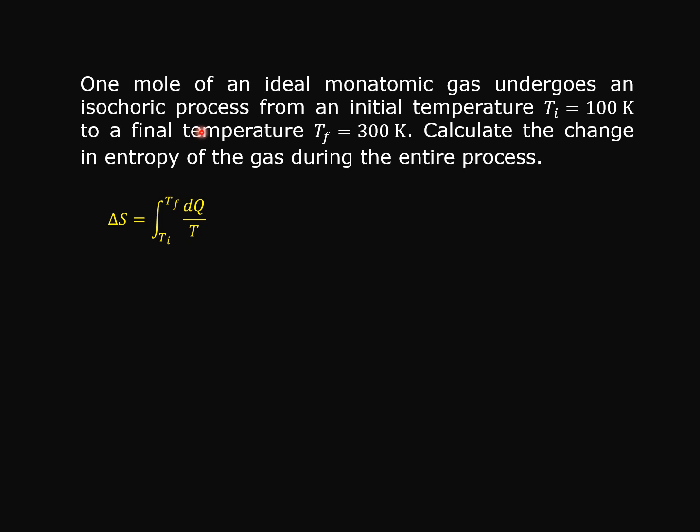In this isochoric process, the temperature changes from 100 Kelvin to 300 Kelvin. So when we calculate the entropy change of this process by using this integral form, we need to add the lower limit and the upper limit of the temperature.